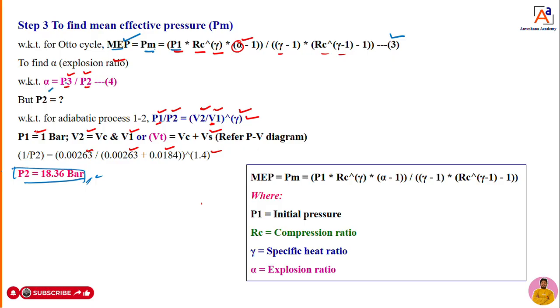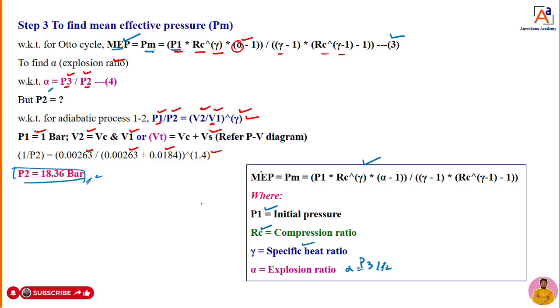Once you know the value of P2, we can calculate alpha. Once you know the value of alpha, you can substitute it into this equation and easily calculate the mean effective pressure. Dear students, you can see it in the bracket. To calculate the mean effective pressure we have this equation, where P1 represents initial pressure, Rc represents compression ratio, gamma represents specific heat ratio, and alpha represents explosion ratio. The alpha value is P3 by P2.